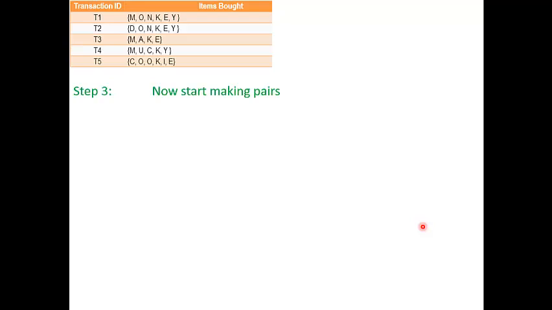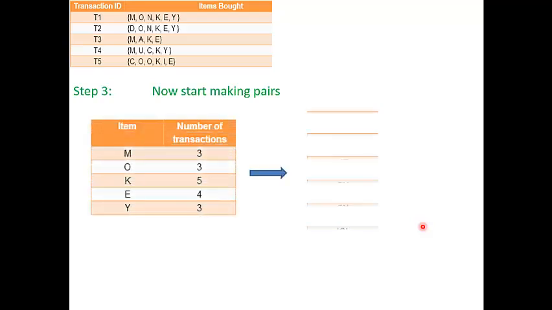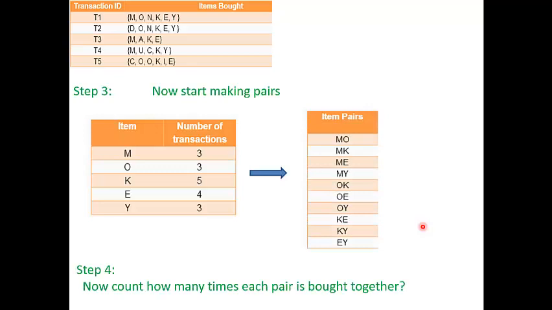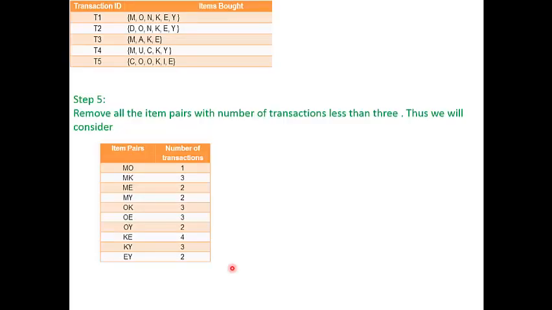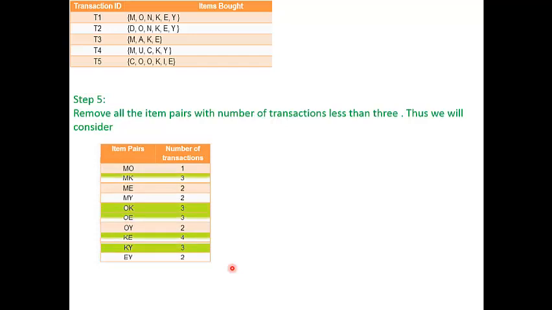Step 3. Make possible pairs from the obtained data. Now count the frequency of each item pair. Here MO appears in transaction T1, so its frequency will be 1. MK occurs in transactions T1, T3 and T4, so its frequency will be 3. Similarly, the frequency for each item pair will be calculated. Step 5. Apply the assumption of discarding elements with frequency less than 3. Thus, we will get these items.